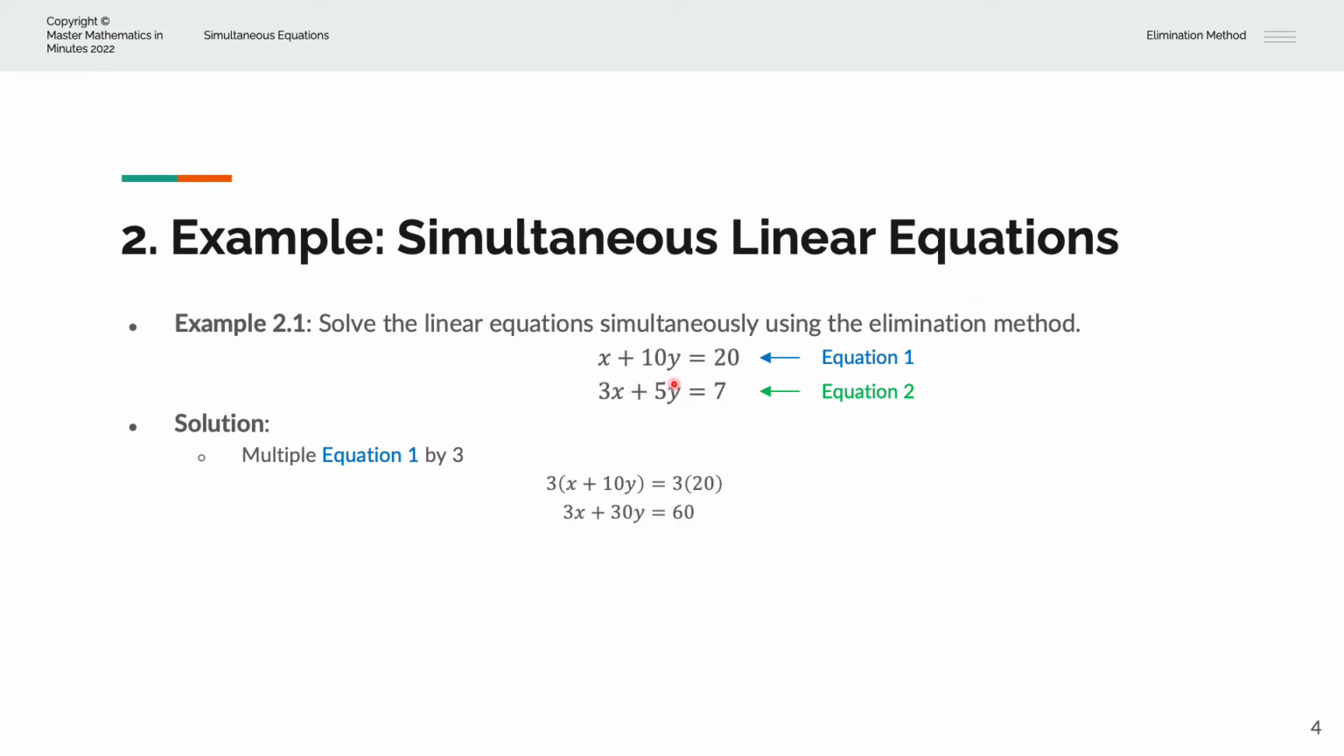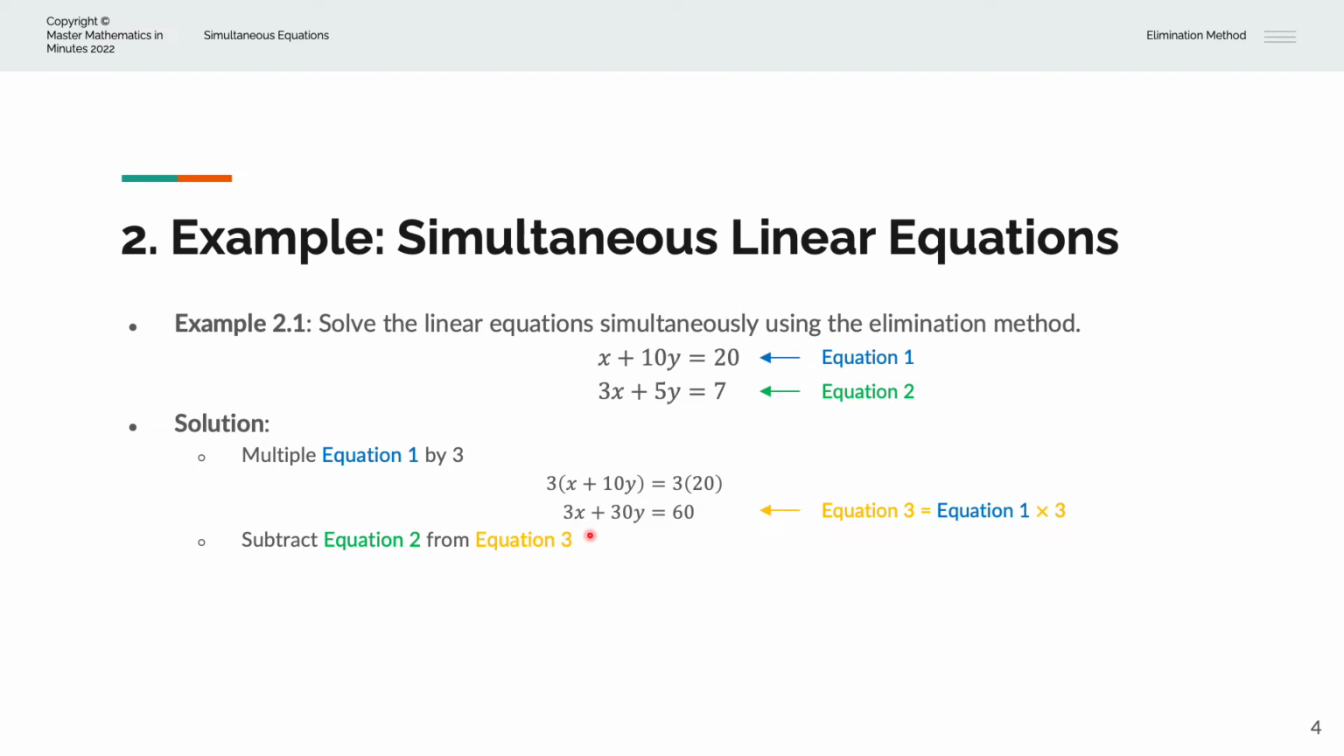So with x plus 10y copied down, multiply that by 3, and with 20 copied down, again multiplied by 3. And we'll expand the brackets, where 3 times x becomes 3x, and 3 times 10y becomes 30y. And 3 times 20 gives us 60. And we'll call that equation 3, which is the first equation multiplied by 3. And notice that we have the common terms 3x in equation 3 and 3x in equation 2. So we could subtract one from the other to eliminate x.